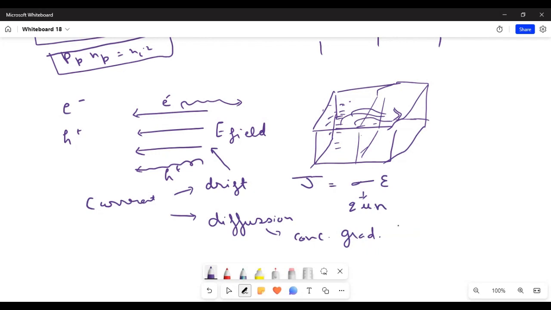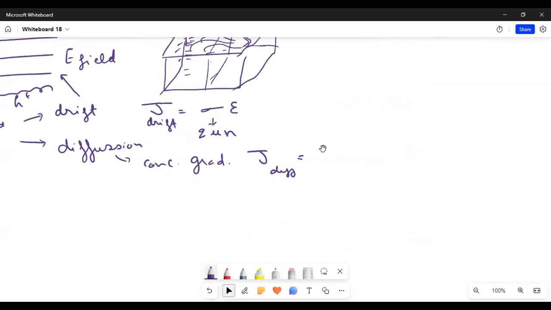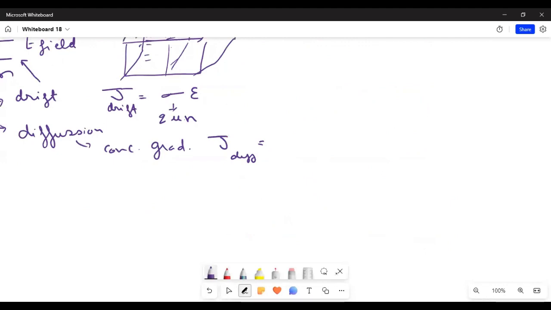This will be the drift current. Similarly, for diffusion, the current is proportional to Q times D, the diffusion coefficient, times the concentration gradient. This is for electrons. Similarly, for holes it will be minus Q times the diffusion coefficient times the concentration gradient.